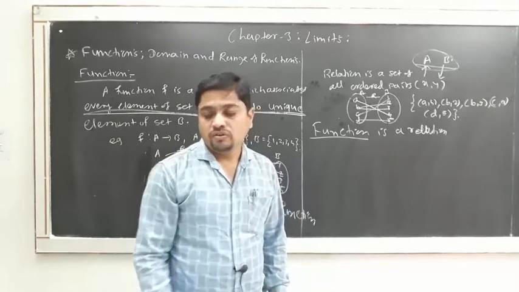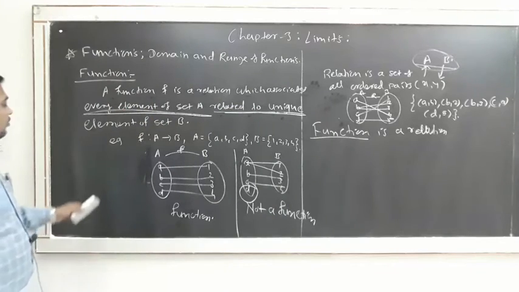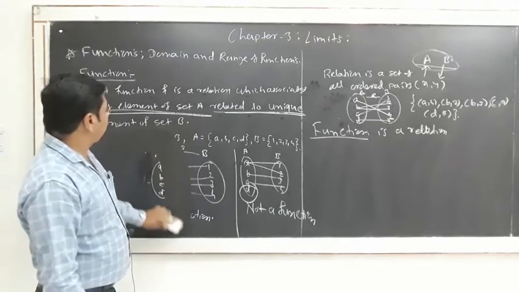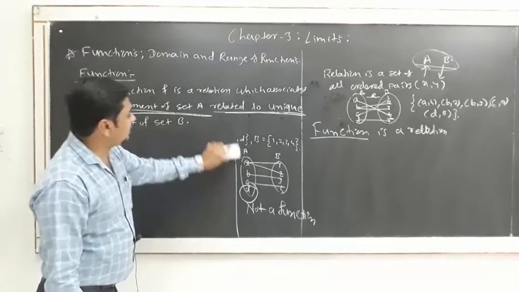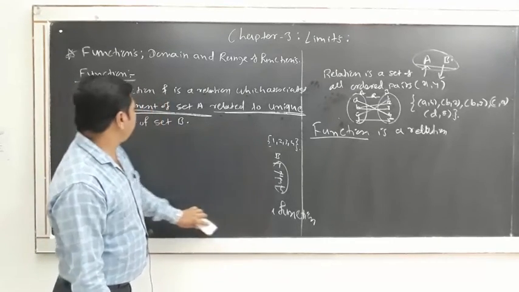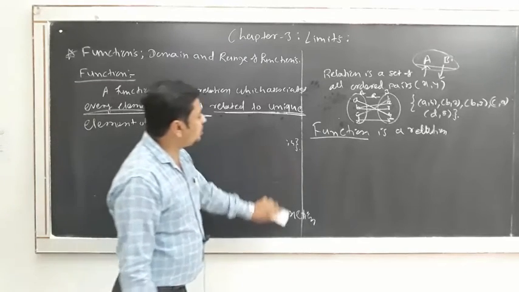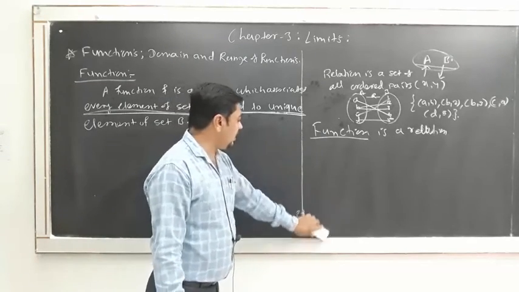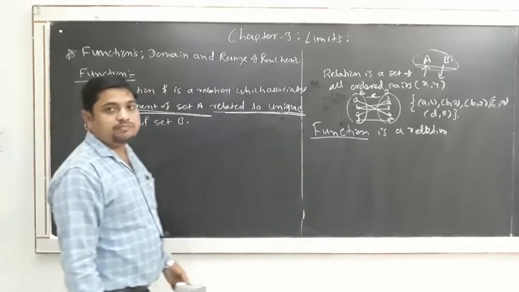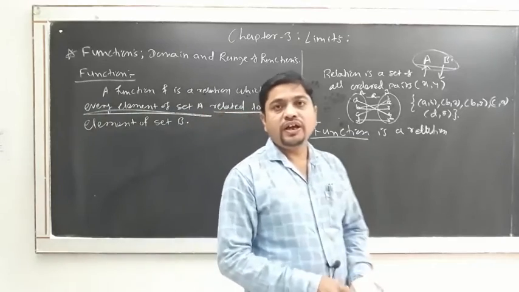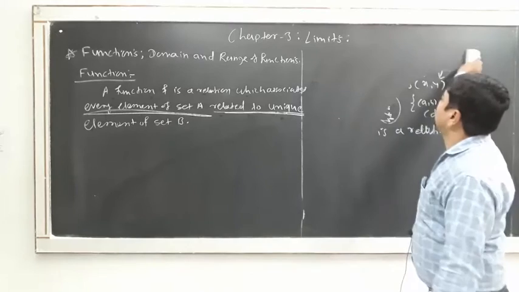Getting this? So now we write the definition of a function. A function f is a relation which associates every element of set A to a unique element of set B. Now we have to define the domain and range.